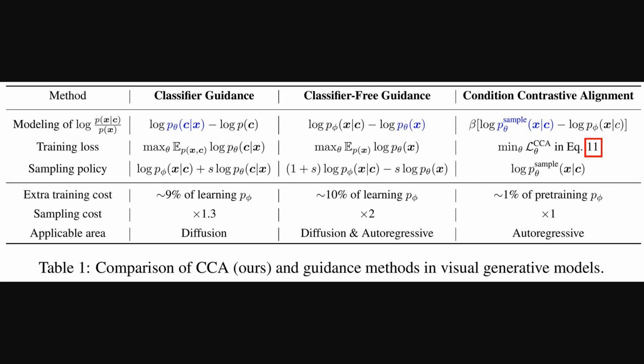Building on how CCA works, this table really summarizes its advantages compared to traditional guidance methods. Okay, it lays out classifier guidance, classifier-free guidance, and CCA side by side, comparing their modeling goals, training losses, and sampling policies. But look at the bottom rows. The costs. CCA needs just about 1% extra training cost versus 9 to 10% for the others. And crucially, its sampling cost is 1x, effectively halving the 2x cost associated with CFG.